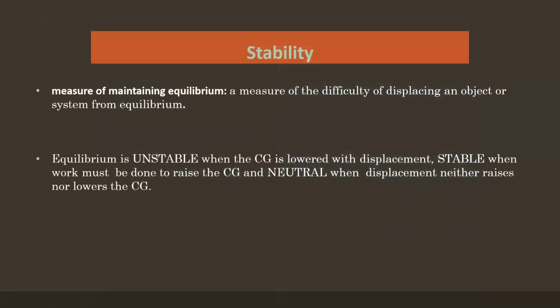Stability. A measure of maintaining equilibrium, a measure of the difficulty of displacing an object or system from equilibrium. Equilibrium is unstable when the CG is lowered with displacement, stable when work must be done to raise the CG, and neutral when the displacement neither raises nor lowers the CG.